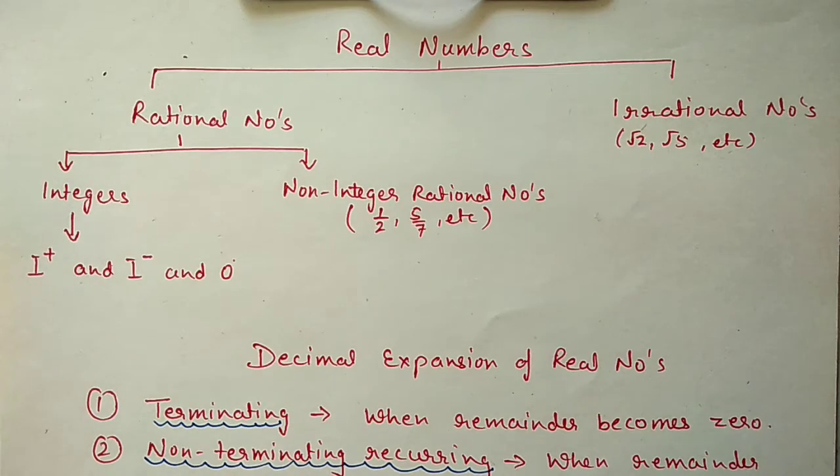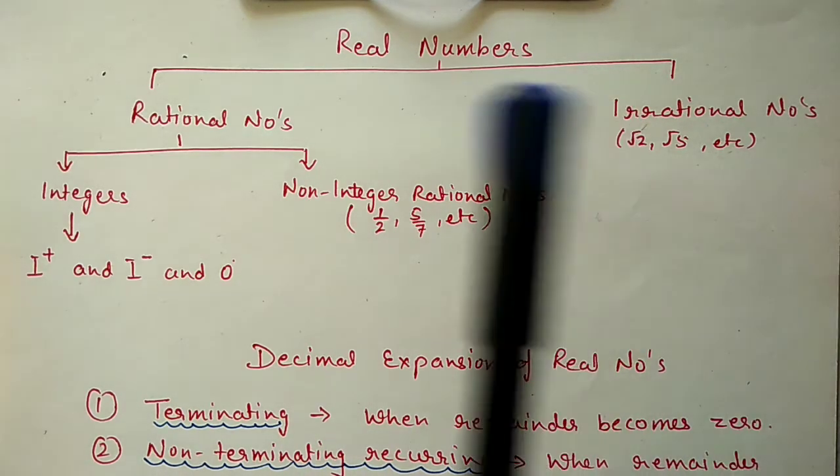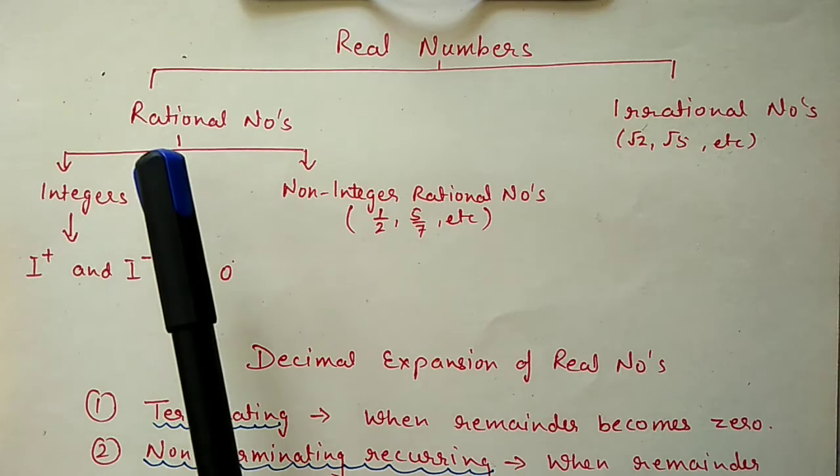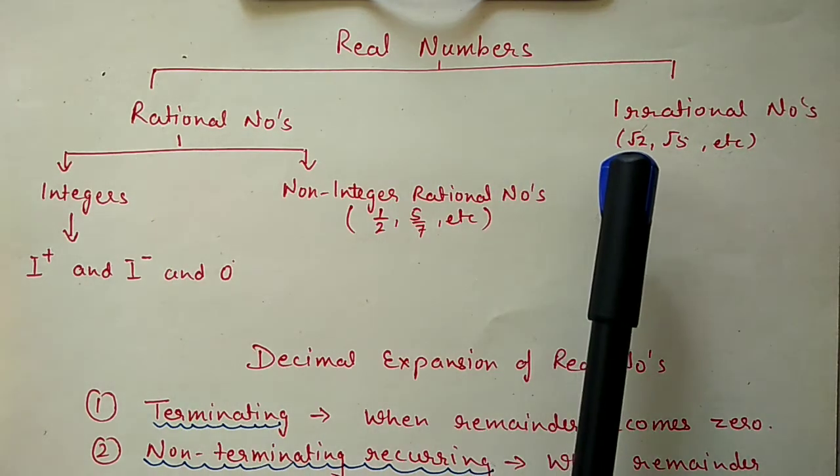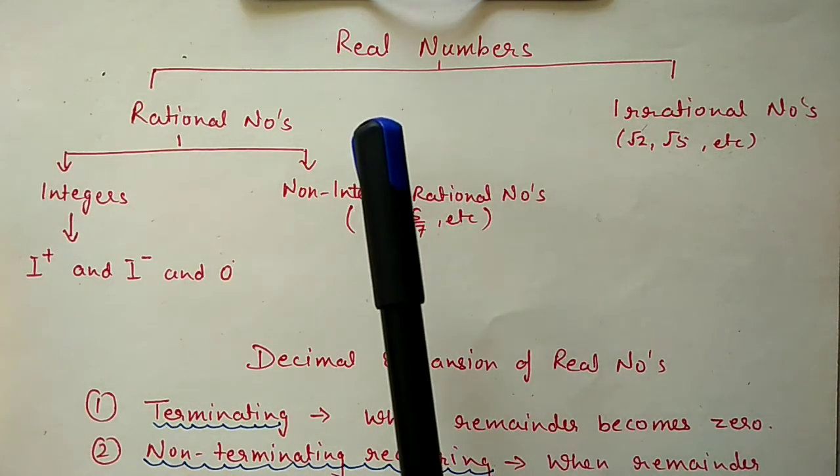Hello students, we are doing chapter number 1, rational and irrational numbers, and today we will start exercise 1.3. In the first two exercises you have learned about rational and irrational numbers. Now you will learn about the real number. The combination of all the rational and irrational numbers we will call a real number.